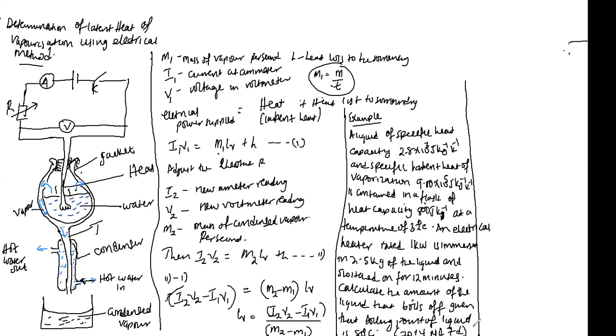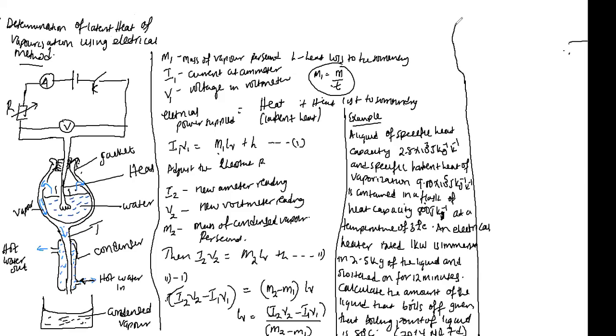Now, in this regard, they are telling you a liquid of specific heat capacity and specific latent heat of vaporization is contained in a flask of heat capacity, at a temperature of 32 degrees Celsius. An electrical heater rated 1 kilowatt is immersed in 2.5 kgs of the liquid and switched on for 12 minutes. Calculate the amount of the liquid that boils off, given that the boiling point of the liquid is 80 degrees Celsius. Now, to start with, in actual sense, they are looking for the mass of the steam that is coming off.